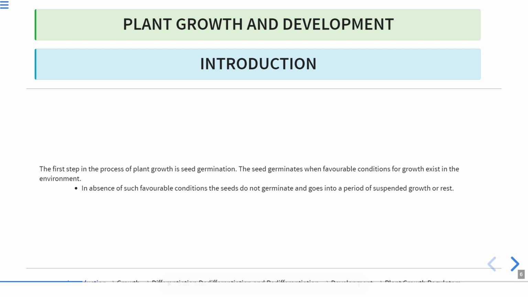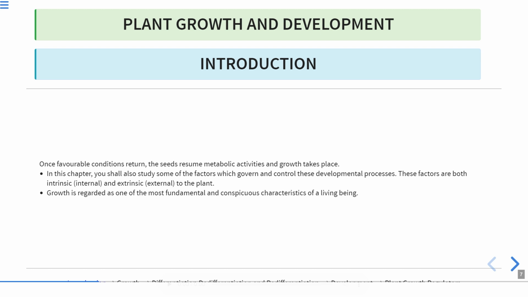Okay, if the factors that are required for germination are not available, then the seed is under a period of suspended growth or rest, or you can also say that the seed is in the dormant stage.